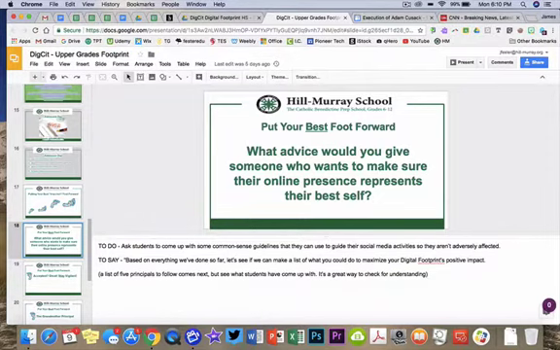So the activity is very simple. You give them just a little bit of time. Based on what they've learned, what kind of advice would they give to somebody to make sure that an online presence, their digital footprint, represents their best self and maximizes the positive effect if somebody was to look at their account. I would spend about 5 to 10 minutes on this, depending on how much time you have left, to come up with a list of guidelines, things that they should be sure to do.